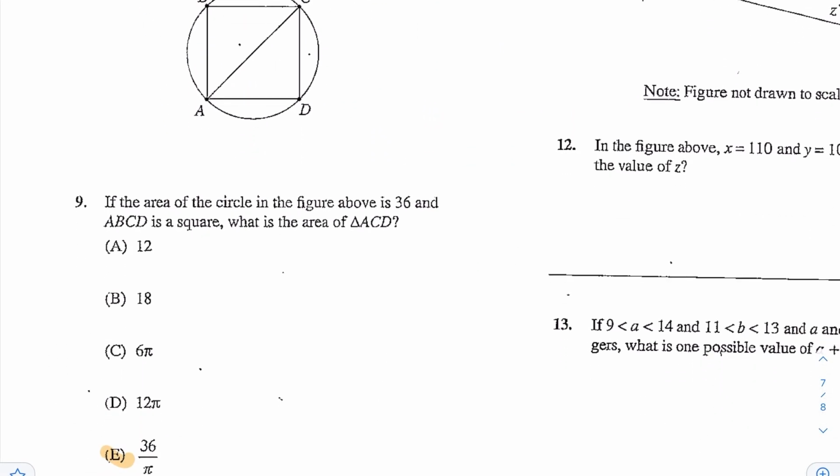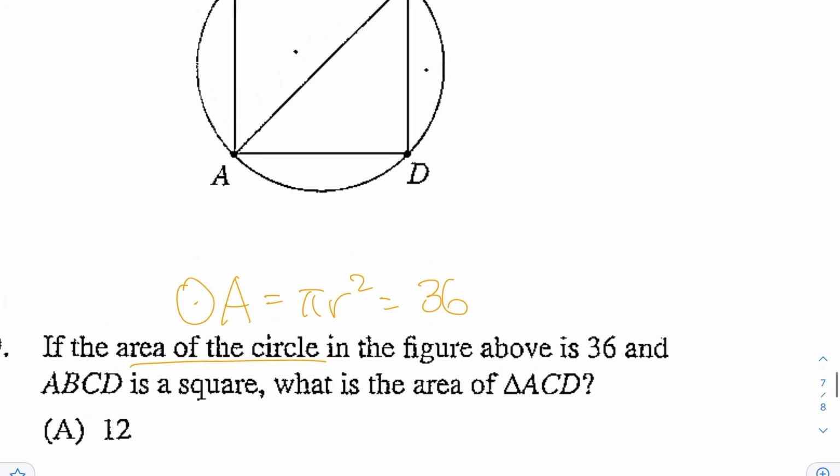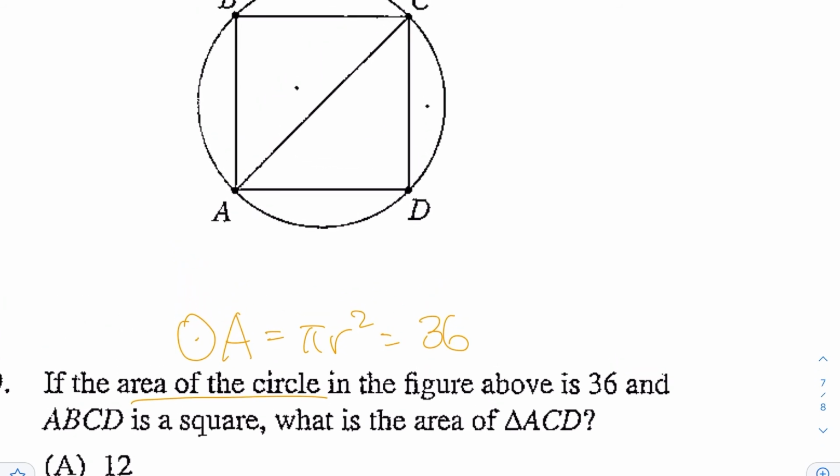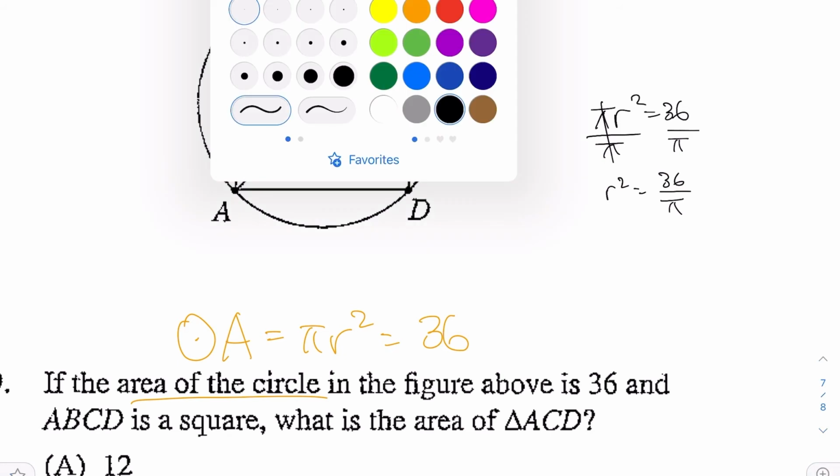All right, next we're on number 9. If the area of the circle in the figure above is 36 and ABCD is a square, what's the area of triangle ACD? So the area of a circle is pi r squared, and that's equal to 36. So to solve for the radius r, you would have to divide by pi on both sides, and then you get 36 over pi, and you have to take the square root to get the radius.